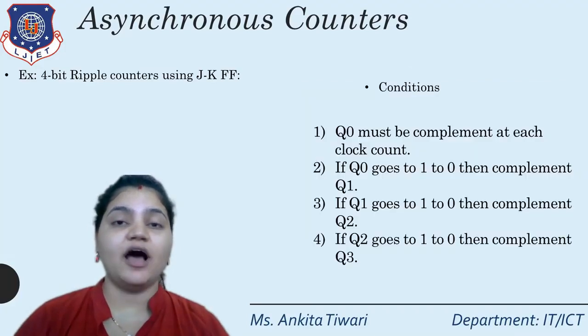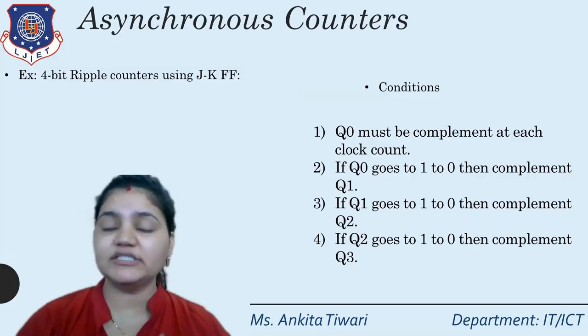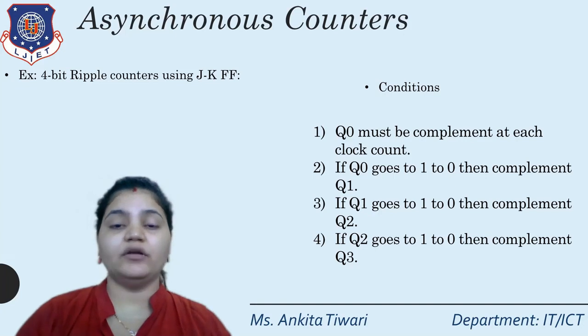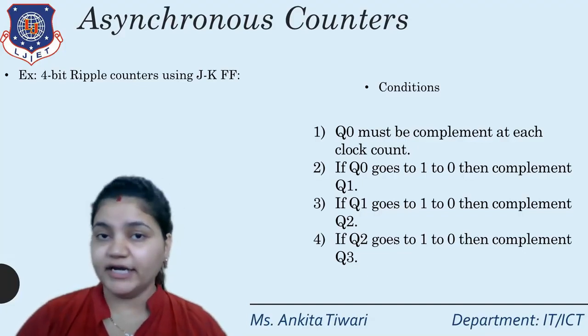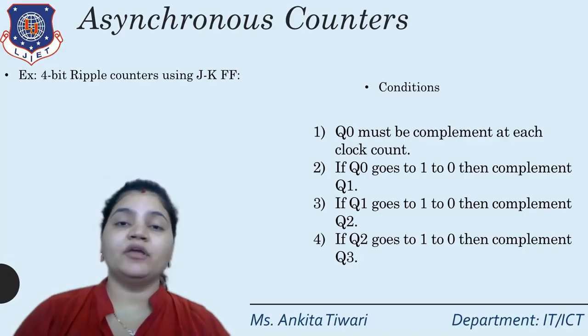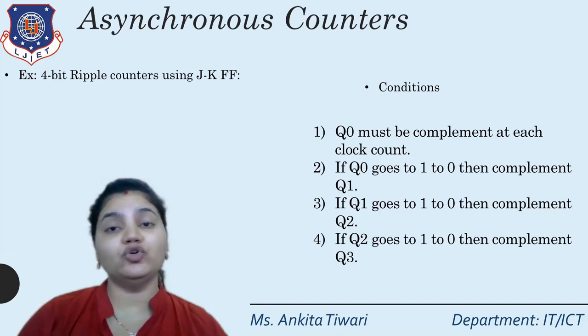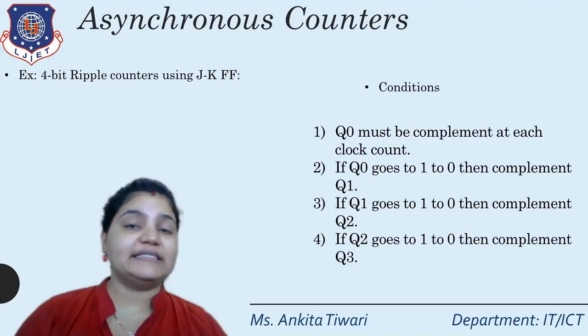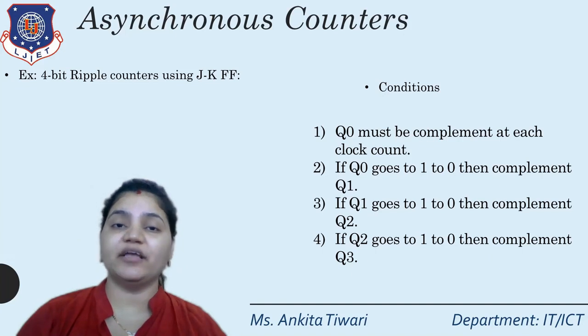How? The first condition we got, for Q0, is that it is complemented at each and every clock pulse, because it is complemented at each step. Now, when we are talking about Q1, the next condition: if Q0 goes from 1 to 0, Q1 is complemented, correct? In the third step, because we are talking about Q2, we'll see Q1. If Q1 goes from 1 to 0, then it complements Q2, correct? Now, if I'm talking about Q3, we'll see only the Q2 part. If Q2 goes from 1 to 0, then it complements Q3, correct? So these are the 4 conditions that we got from the state table itself.